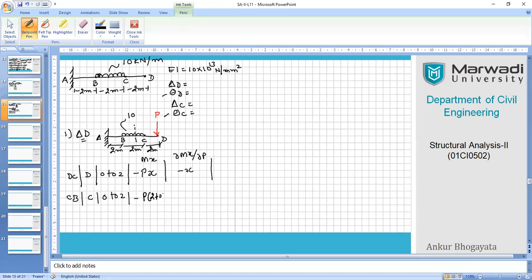2 plus x. All right, and then you have a UDL, so 10 into x square by 2, and then you can have del mx upon del p, so it will be negative 2 plus x, like this. All right, so I hope it is okay and fine with all of you. So let's go ahead. B to A.